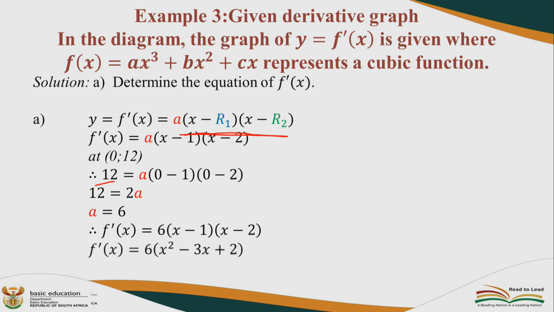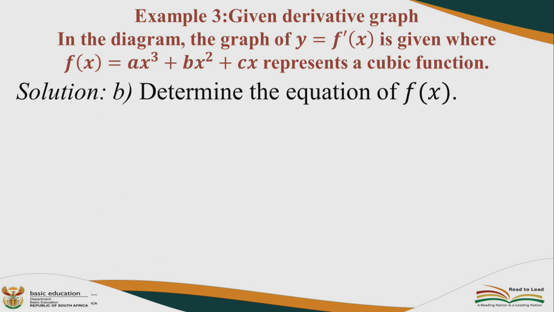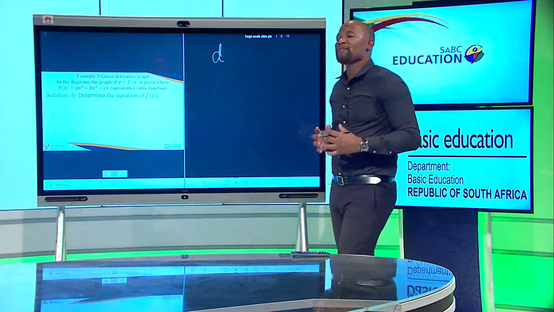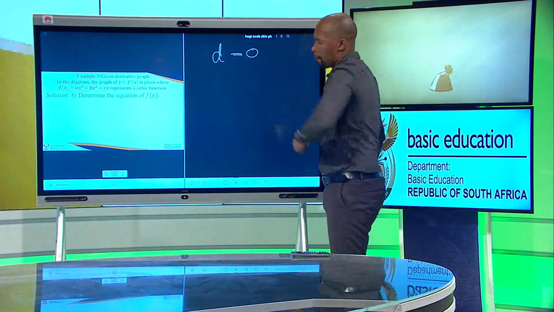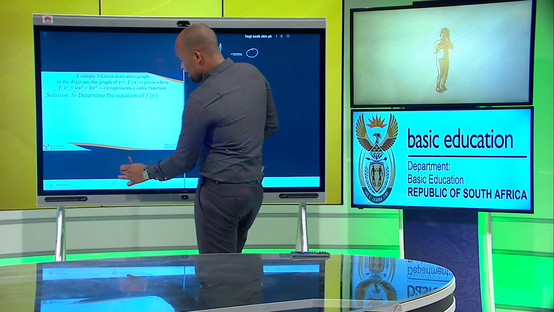And then the first derivative graph is f prime x equal to 6x squared minus 18x plus 12. Then the last part, f of x, how can you get f of x? We were told that f of x is in the form of ax cubed plus bx squared plus cx. In this scenario, they have left out d. So if d is left out, you must know that it's 0.